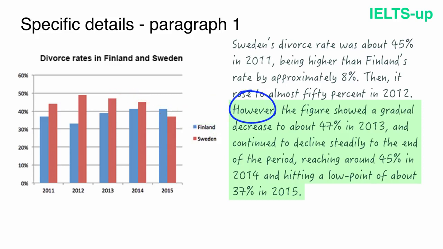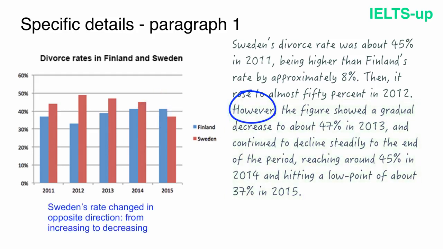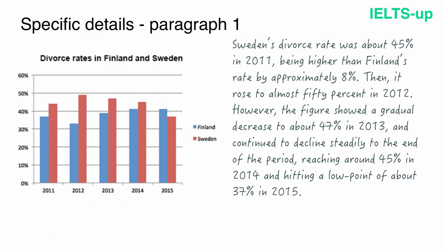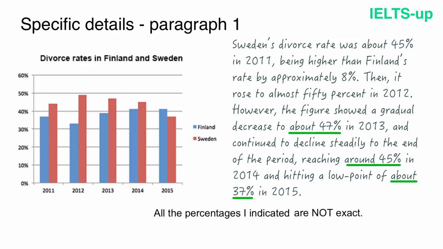The linking word "however" is used to emphasize that Sweden's rate changed in opposite direction, from increasing to decreasing. Also, you can see that all the percentages I indicated are not exact, so I used the words "around" and "about."